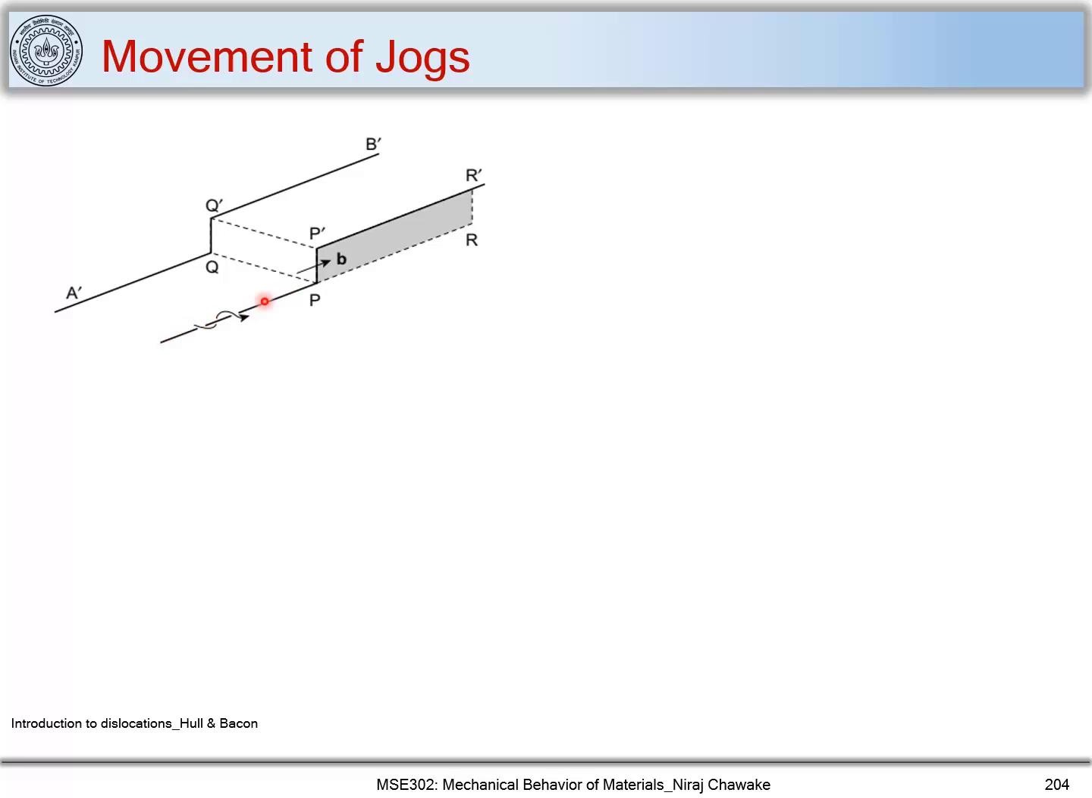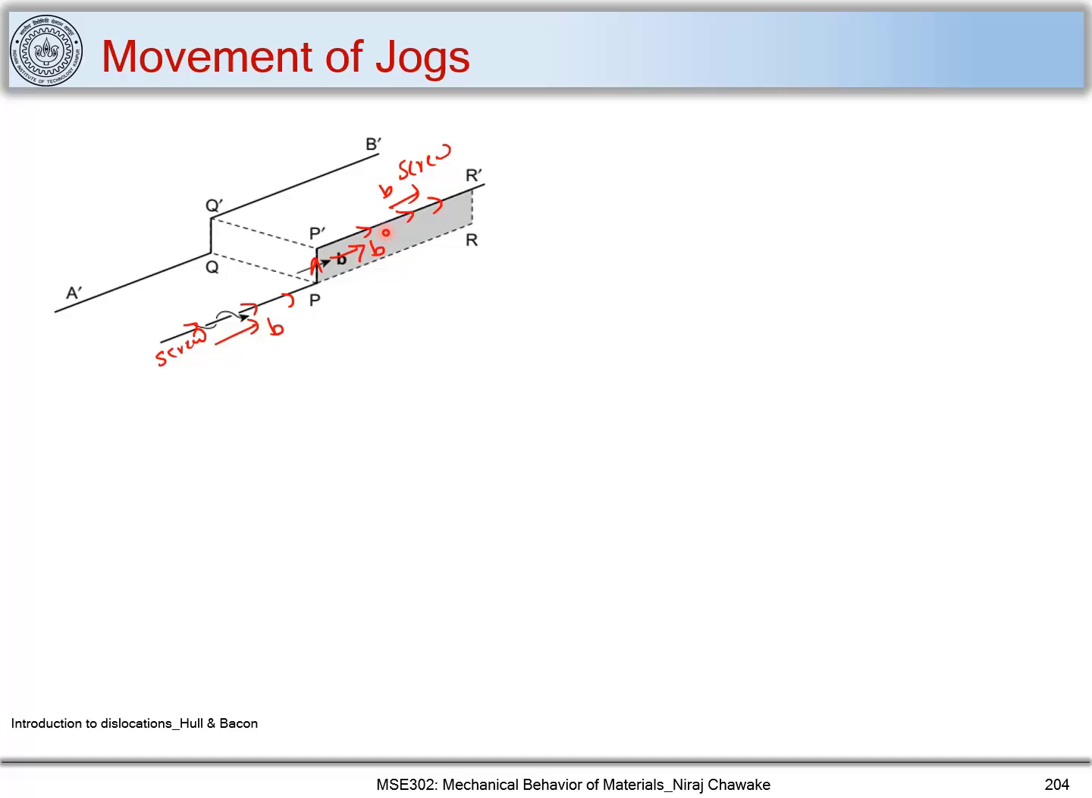Let's consider this segment, which has a screw nature. This also has a screw nature, but the break on this, that is PP dash, has an edge character. Let's find out how we determine the nature of this break. We have a tangent vector going in this way, and this is a screw nature where we have a Burgers vector in this direction. So this is a screw dislocation, and it has formed a break on this. So you have a Burgers vector along this direction.